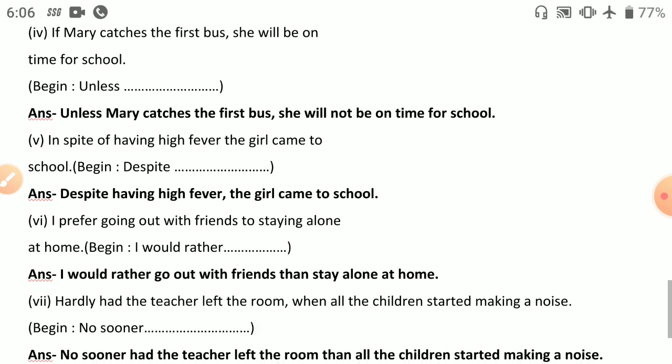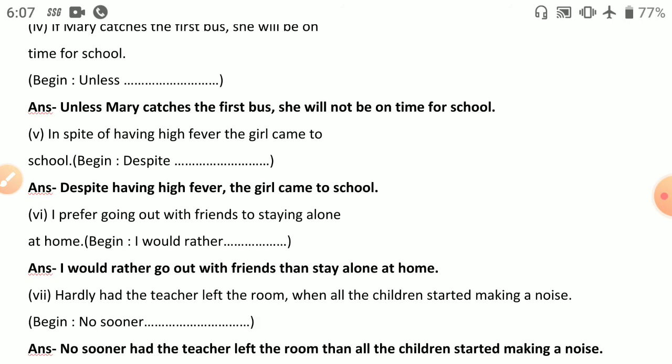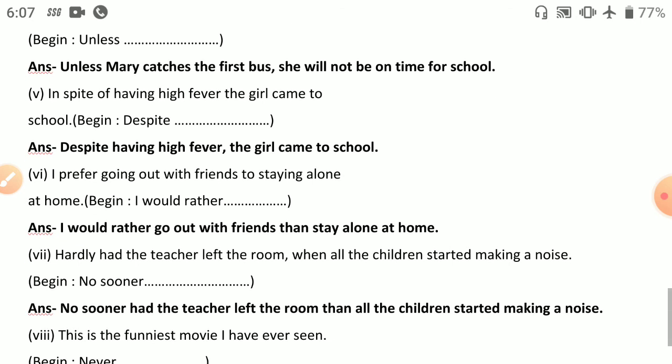In spite of and despite. This is a very common, very popular question that keeps on coming in the ICC grammar part. So, in spite of having high fever, the girl came to school. Despite having, despite will never take "of", so no question of putting "of". But despite will take participle. So, despite having high fever, the girl came to school.